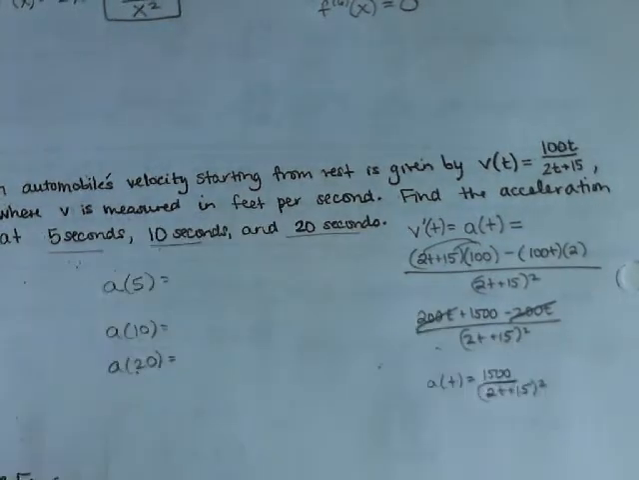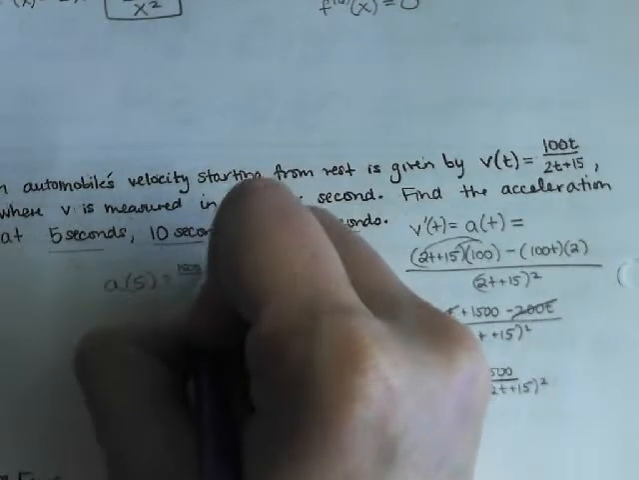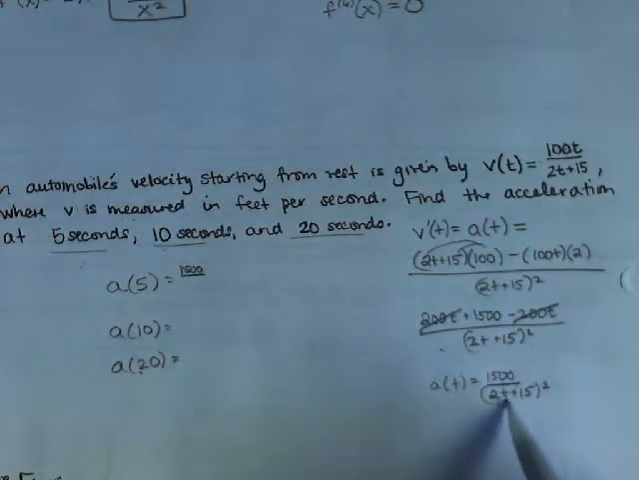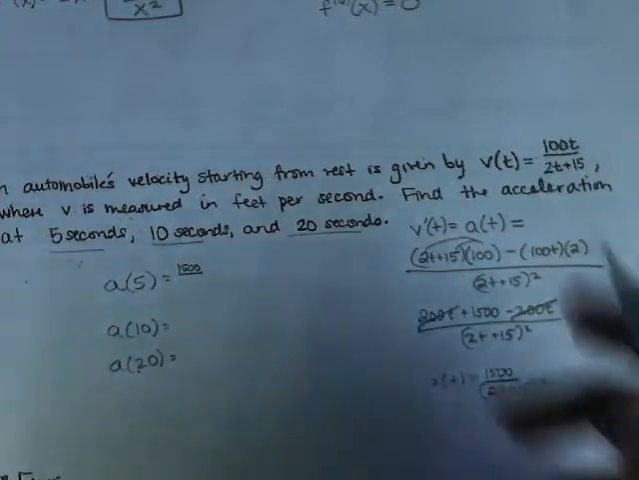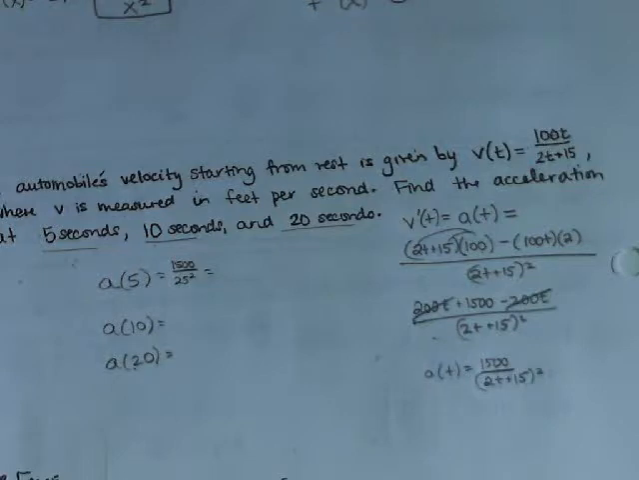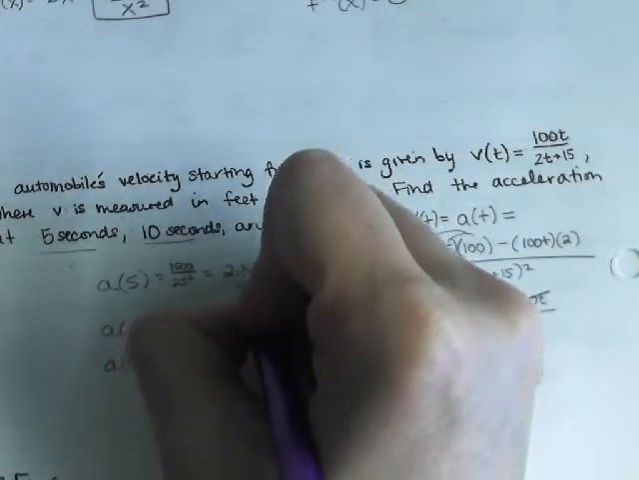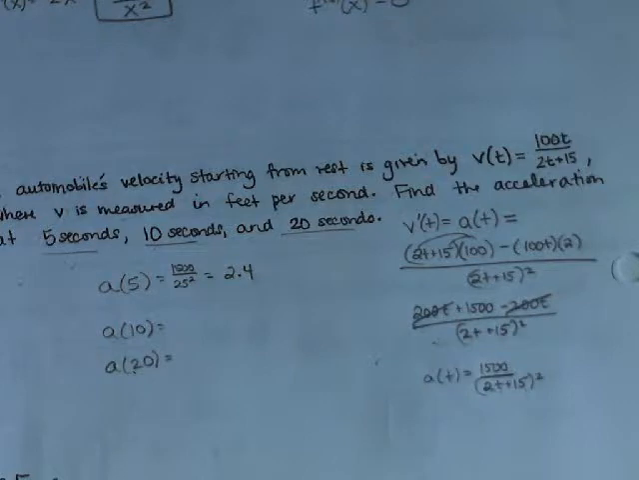So with a calculator, because it's acceleration, I don't think a fraction is going to give us as much meaning as the actual value is going to be. So 1500, 2 times 5 is 10, 10 plus 15 is 25, so divided by 25 squared. I'll show that, but then I'm going to, on the calculator, get 2.4. And what's the unit on acceleration? Good. Feet per second squared.